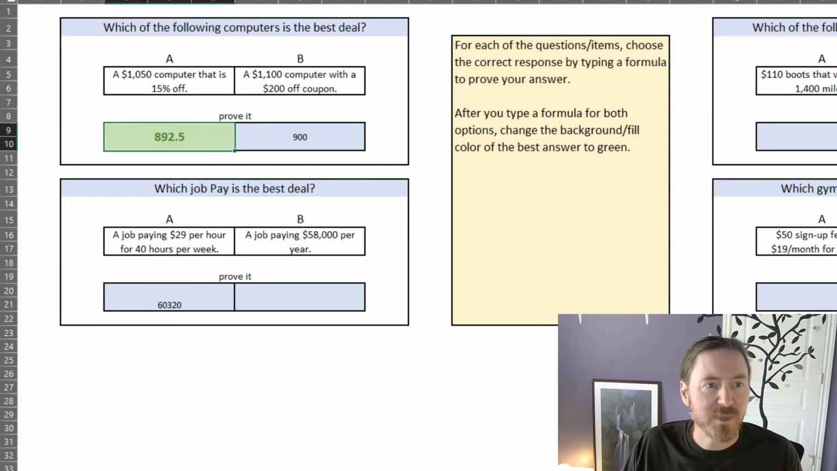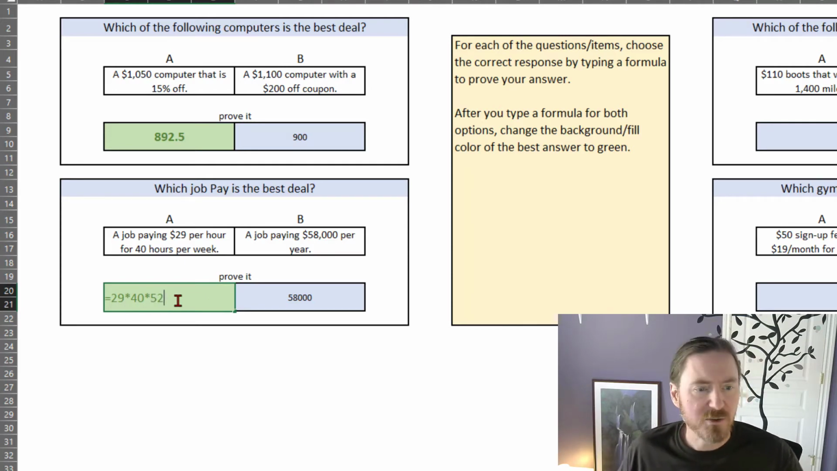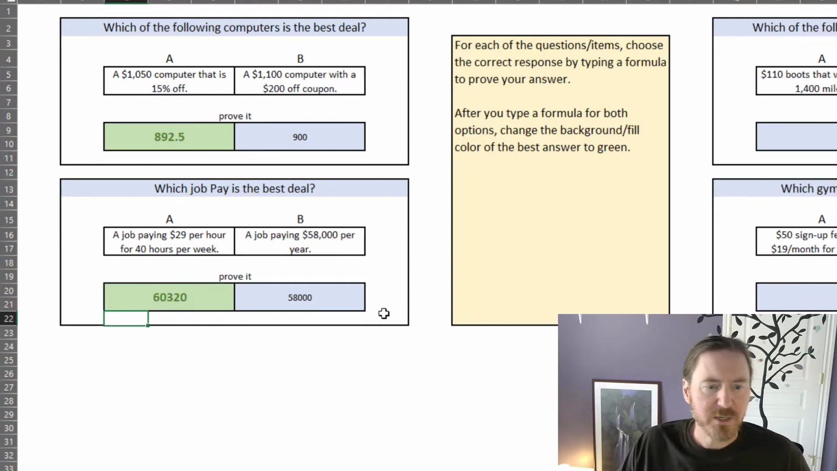So I'm just going to copy the formatting from that other correct one right there. A job paying $58,000 a year equals 58,000. And we'll just format paint. And there we go. So the better job in this scenario is job A. Did I do that right? Yeah, 29 bucks an hour times 40 hours per week times 52 weeks per year gets it into an annual salary range. All right, looks pretty good.